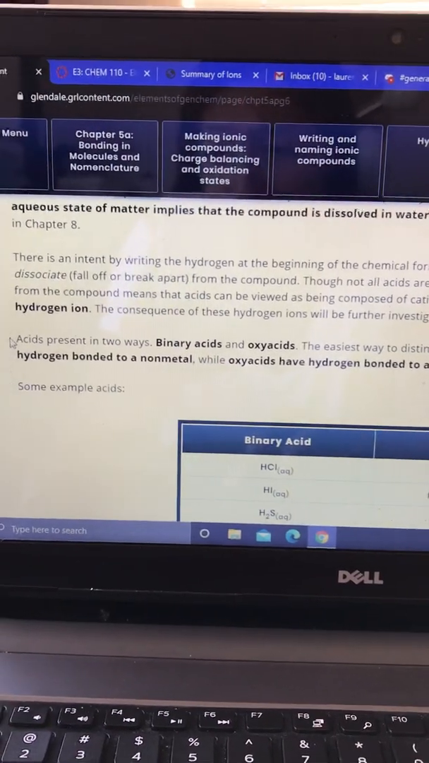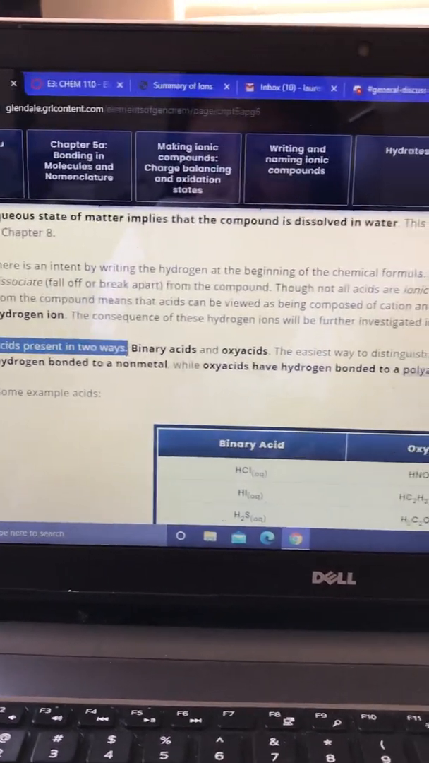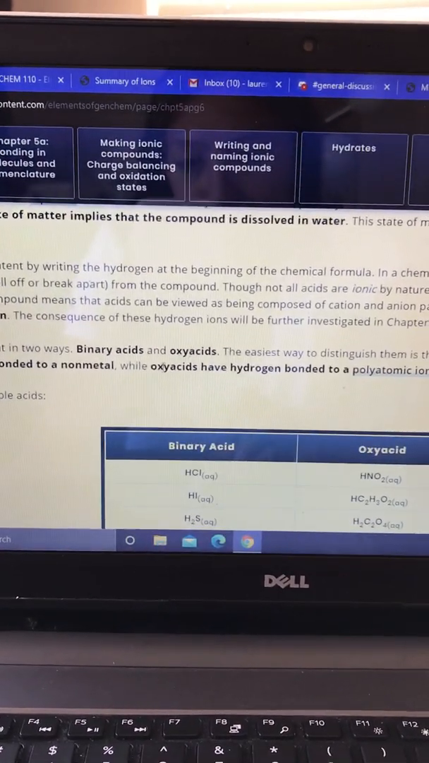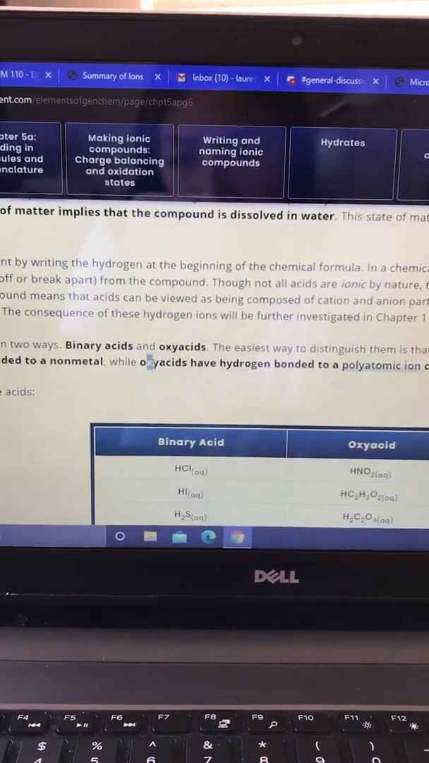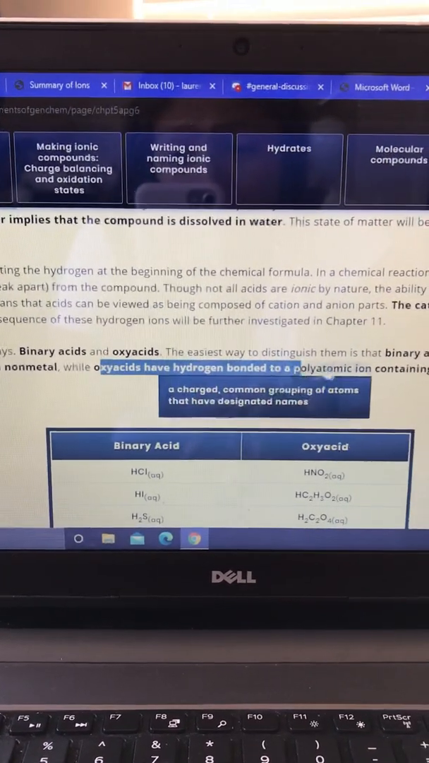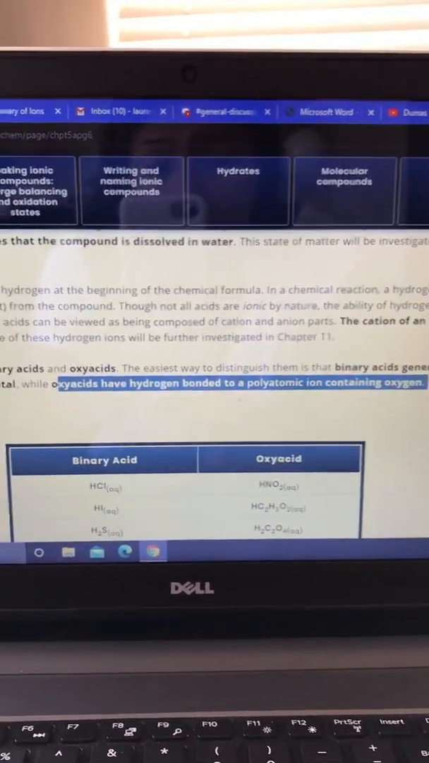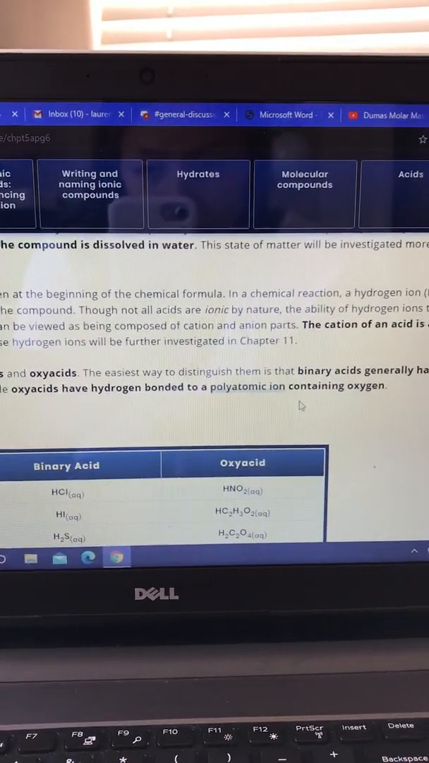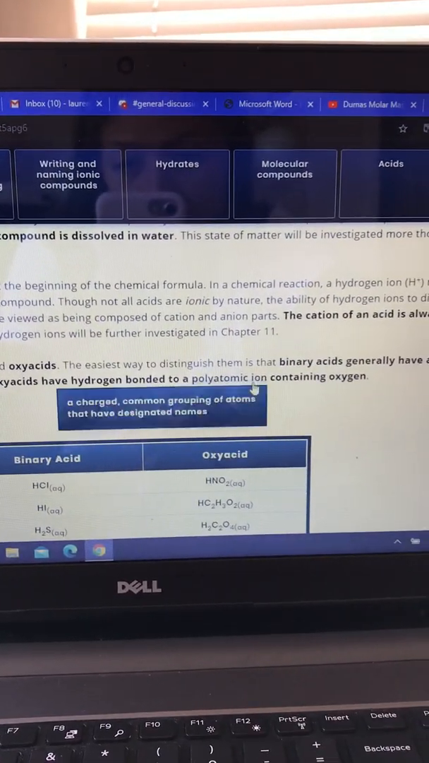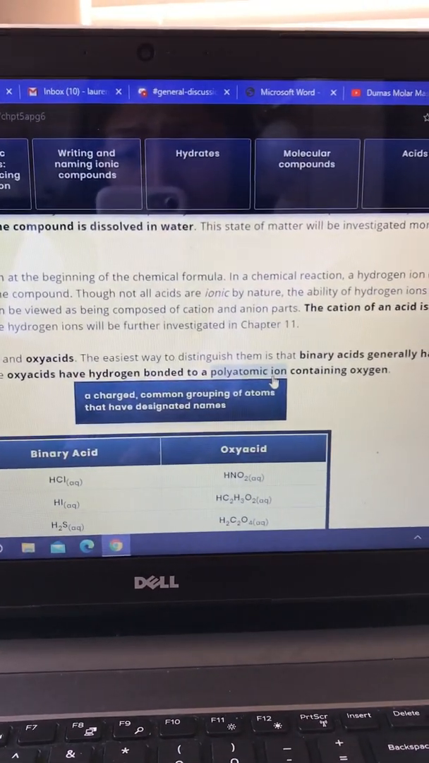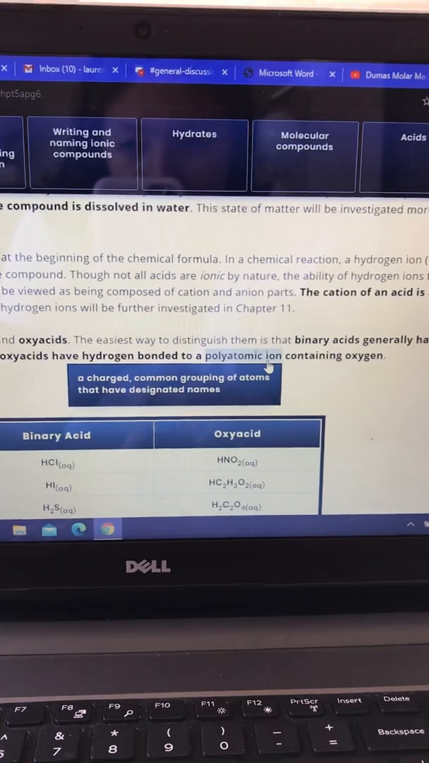It says that acids present in two ways, binary and oxyacids. We are looking at an oxyacid that has hydrogen bonded to a polyatomic ion containing oxygen. Our chemical formula does contain oxygen. And let's just define a polyatomic ion. It is a charged common grouping of atoms that have a designated name.